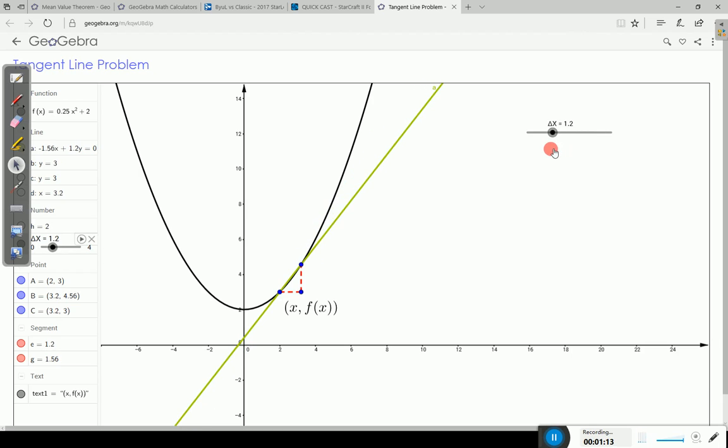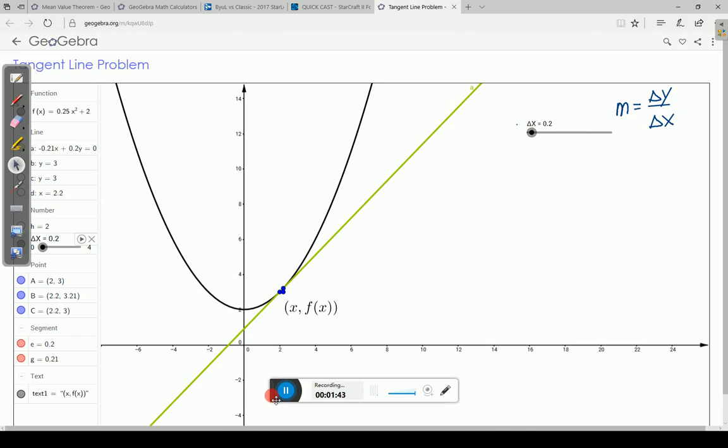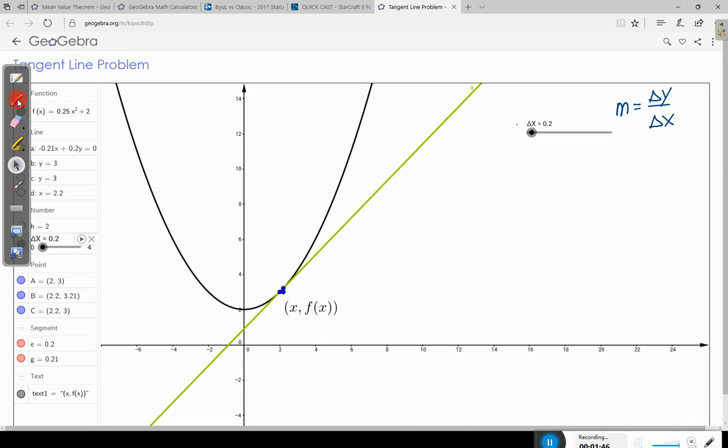It is undefined because if you remember, slope, m equals delta y over delta x. If I make delta x shrink down to 0, we are dividing by 0. And the fact that you get 0 at the bottom is why we've been studying limits for the past couple of weeks. That is how we're going to take care of this 0 in the denominator, by looking at limits.